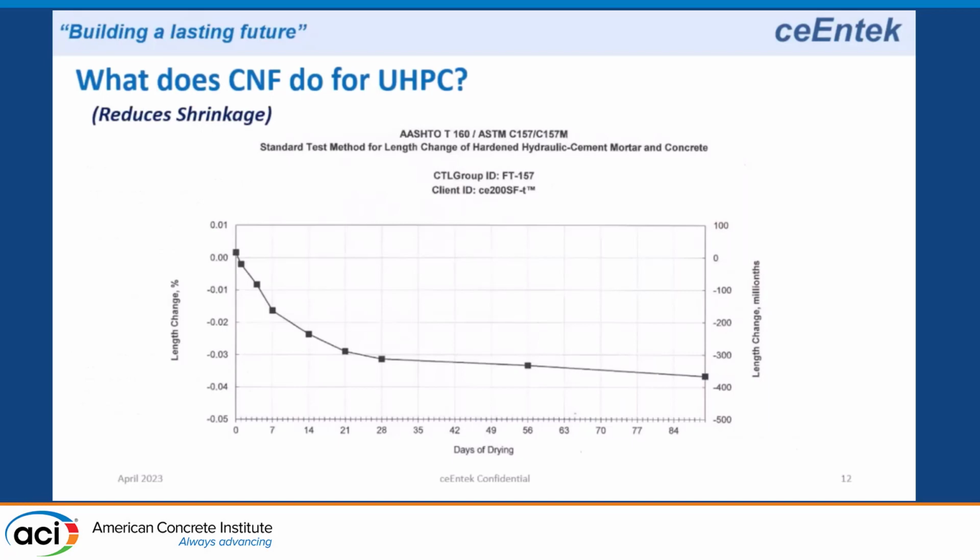So this shows the early shrinkage in the material. And you'll see that we're at about 360 micrometers per meter of shrinkage, which is close to half of what you'll find in UHPC that does not have carbon nanofiber or some other shrinkage compensating admixtures.